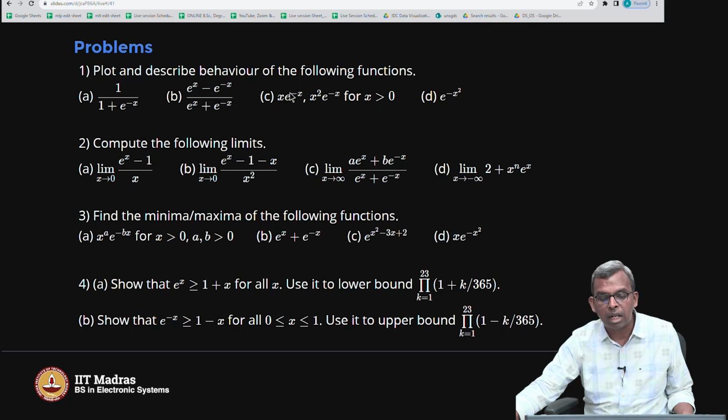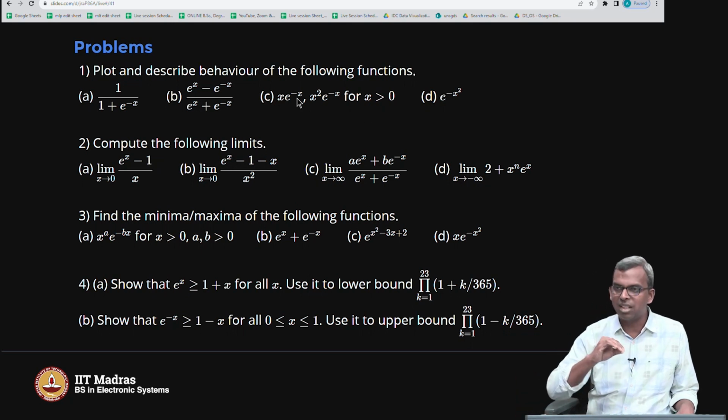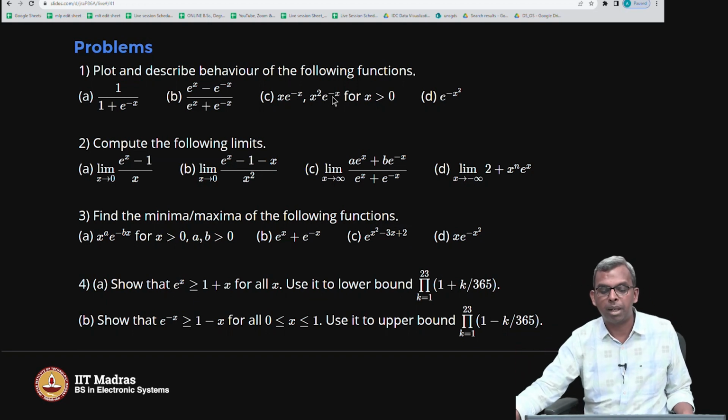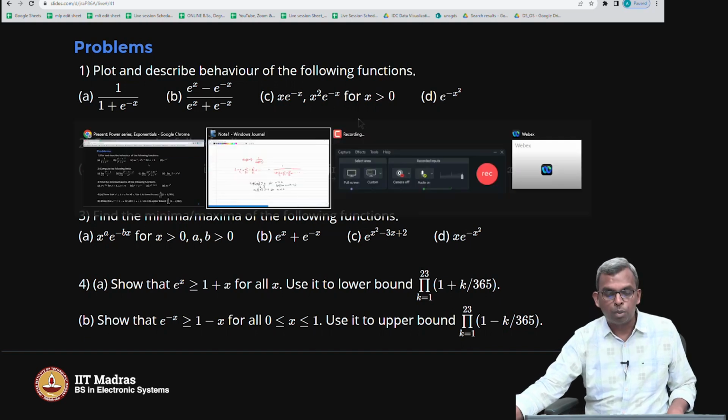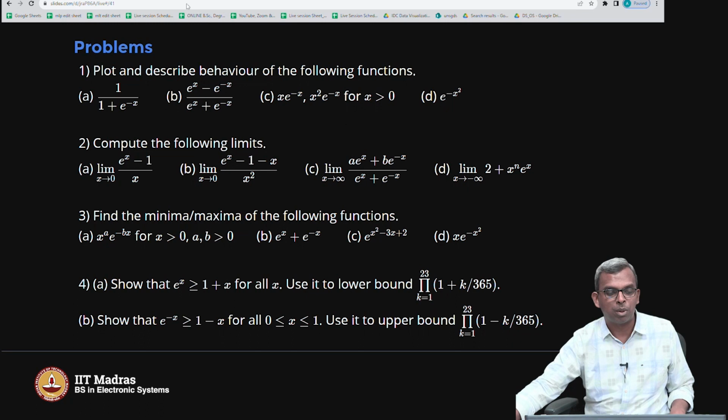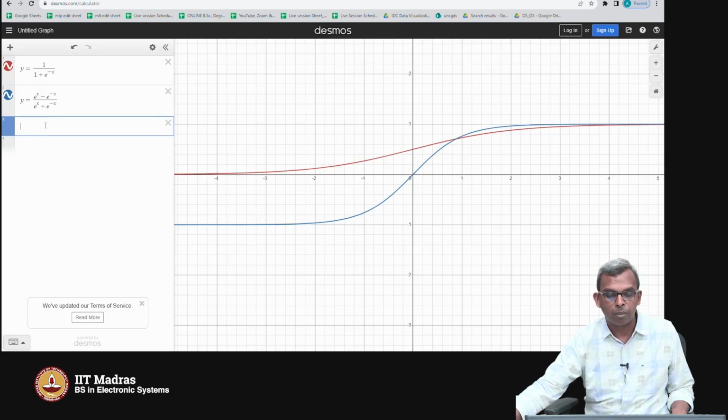But initially what will happen? Initially this x will assert itself, right? It will slowly increase from 0 and then it will fall. Same thing will happen to x square e power minus x. It will increase from 0 and it will fall. Okay. To plot these things and observe the behavior once again, let's call on Desmos.